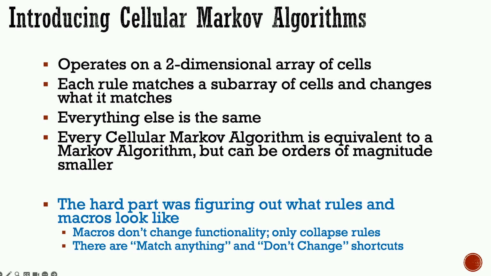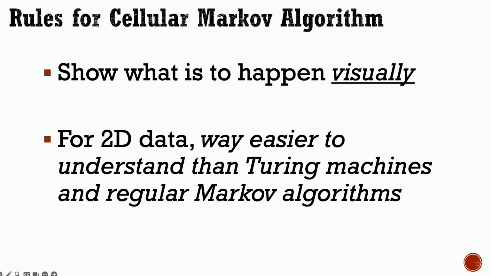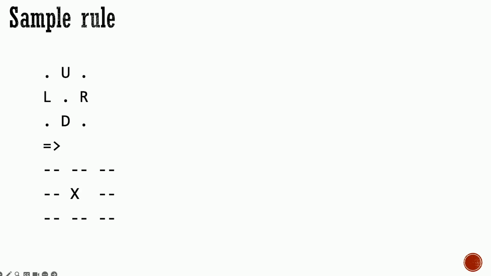Because we can operate on cells, it can be an order of magnitude smaller than a regular Markov algorithm. So the hard part in coming up with this was to have a representation that really worked. So the rules show visually what's going to happen, and specifically for 2D data, they are way easier to understand. So here's a sample rule. Take any region of cells with an up, left, right, down, and put an X in the middle. So there's two extra things here. The dot says any cell, and the dash dash says don't change that.